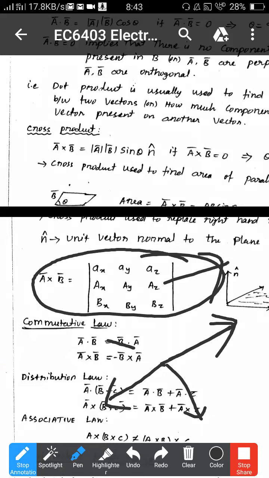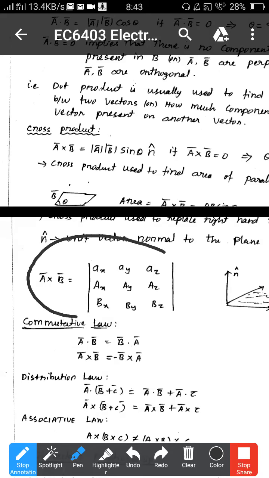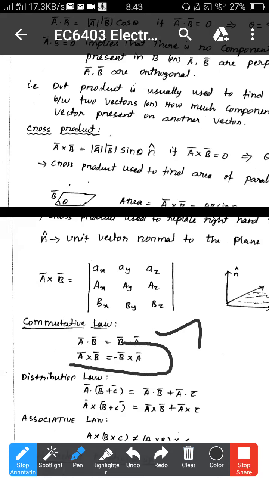With any two vectors, you can make a plane, and for a plane, you can have a perpendicular surface. So in reality, the direction may be anything, and that can be easily calculated with the help of this matrix formula. That is the idea. Again, the dot product is commutative: A dot B is equal to B dot A, but the cross product is not commutative.